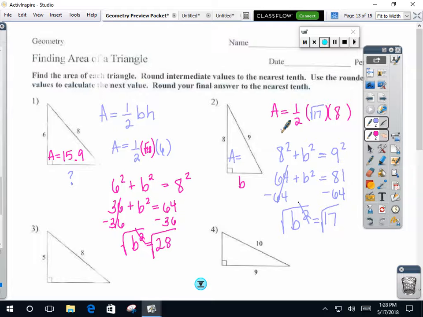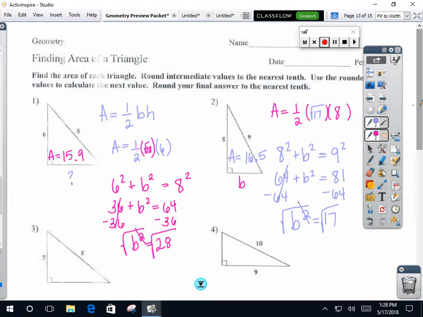Yeah? You could just plug it in the place of b. Yep. As long as you're putting parentheses around the base and the height. Okay, what did y'all get? 16.5 is correct.